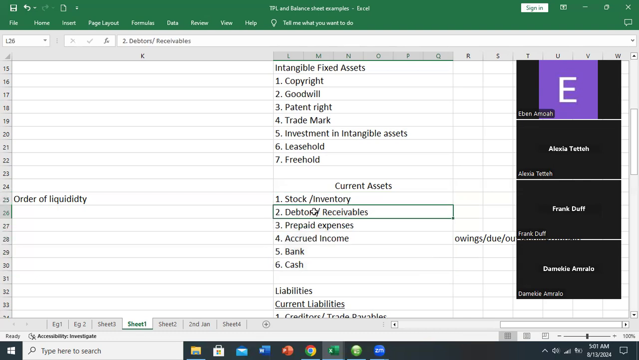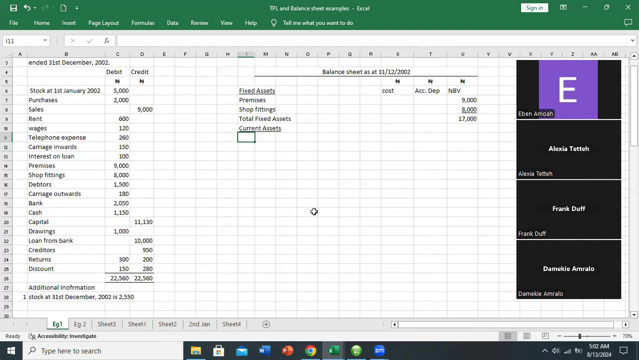The next is debtors. Compared to stock, debtors are easily convertible into cash. Then followed by prepaid expenses, accrued income, then your bank, and finally cash. So cash is the most liquid asset. Sometimes we refer to it as a liquid asset because cash is already in cash. So let's go to the question and see if we can list our current assets. The first current asset is your stock, which is the closing stock.